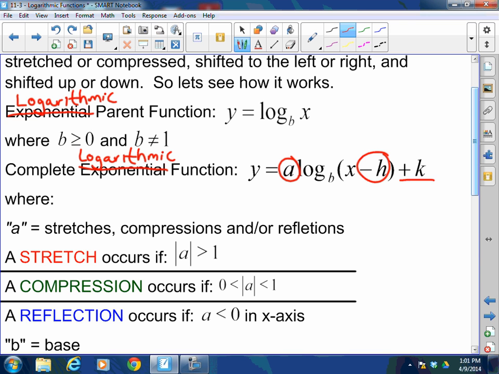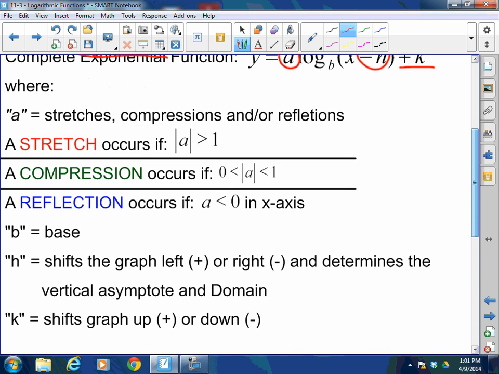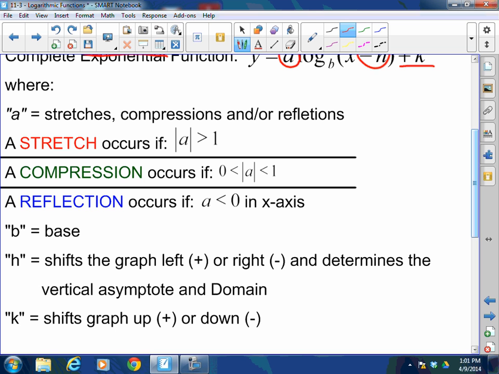Everything that we've learned is the same. If a is greater than 1, it's a stretch. If a is between 0 and 1, it's a compression. A reflection, that means that it goes from going up to going down, occurs when a is negative. Okay? b is the base, we know that. h shifts the graph left if it's positive, right if it's negative, and determines the vertical asymptote and domain.